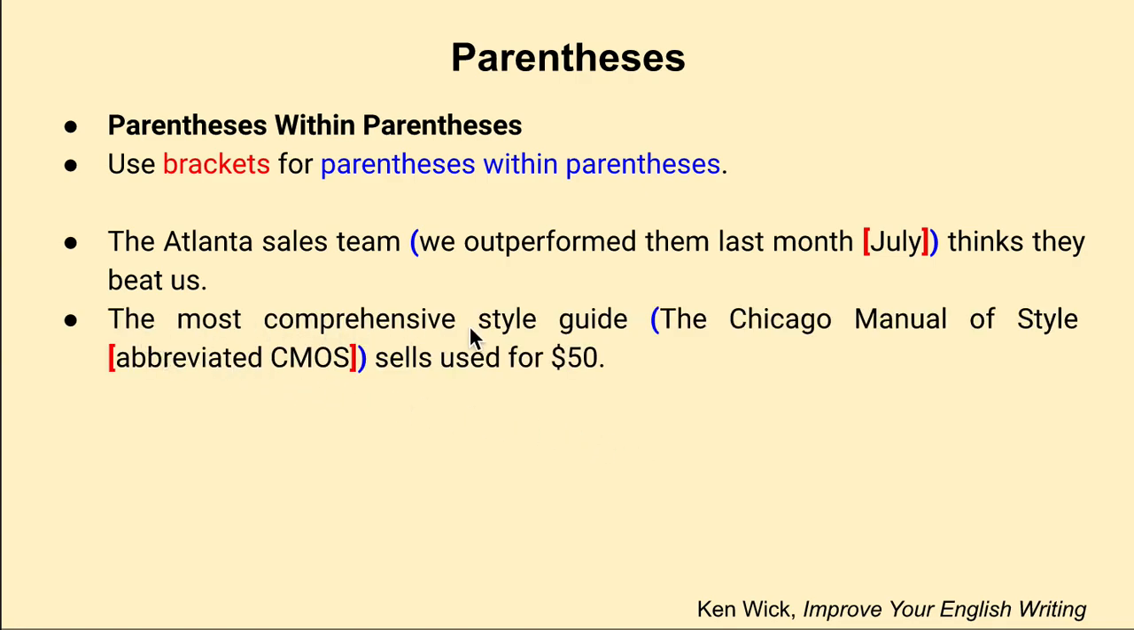Another example is the most comprehensive style guide, and this is just a parenthetical comment, the Chicago Manual of Style. And then once again, someone is going to put parentheses inside parentheses saying abbreviated CMOS. Since this is parentheses inside parentheses, you use brackets. So you would do parentheses here, bracket, bracket, parentheses. So the most comprehensive style guide, the Chicago Manual of Style, abbreviated CMOS, sells used for $50. So that's how you do parentheses inside parentheses.